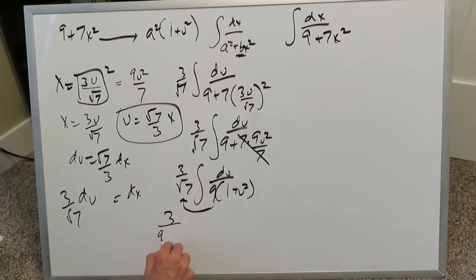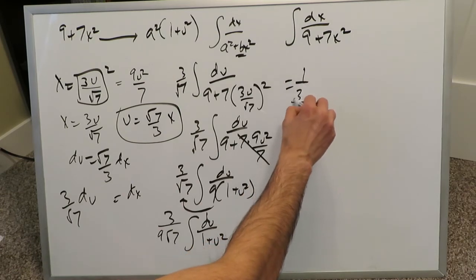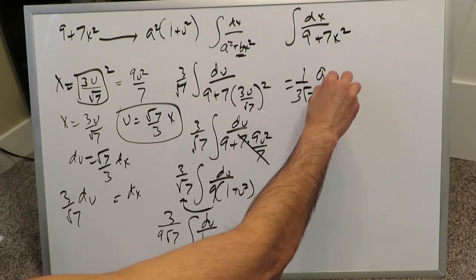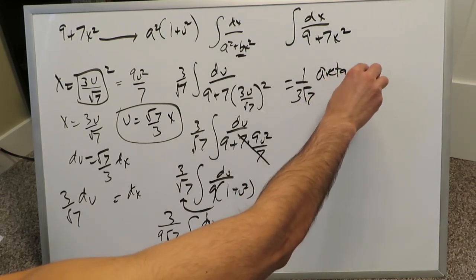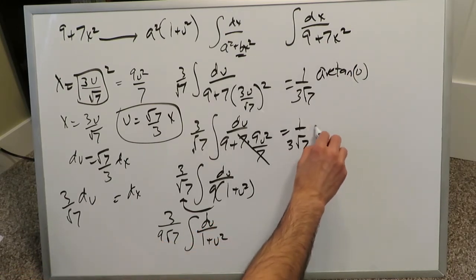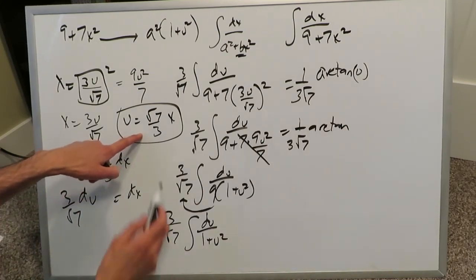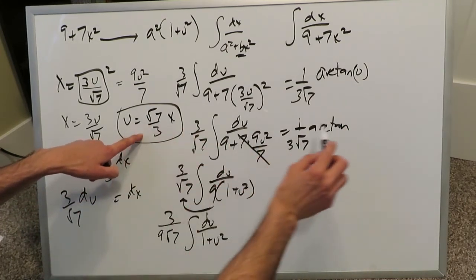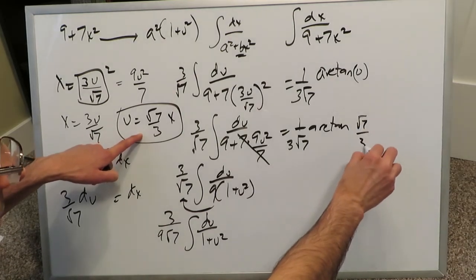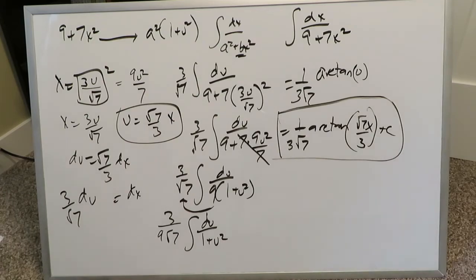I'll have 3 divided by 9 root 7, and du over 1 plus u squared. These 3 and 9 can be cancelled out and simplified. You'll have 1 over 3 root 7. And let's do our completion: arctan u plus c. Our final answer is 1 over 3 root 7 arctan u, and u right here. This last step actually involves you putting the u to use: u is root 7 over 3 x. So it's 1 over 3 root 7 arctan of root 7x over 3, plus c.